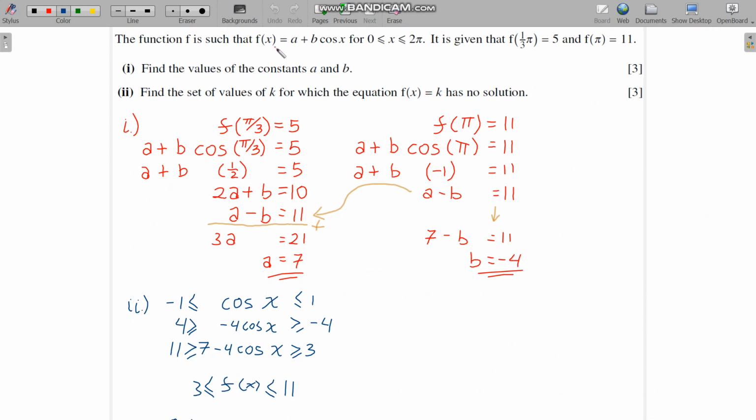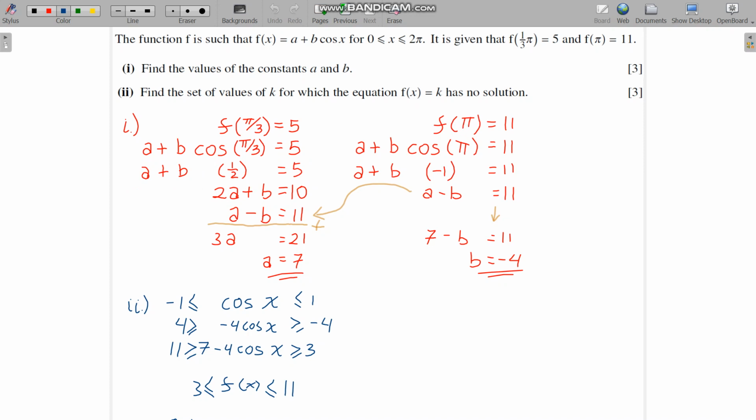The function is such that f of x equals a plus b cos x, f of pi over 3 equals 5, f of pi equals 11. So f of pi over 3 means we replace the x with pi over 3. Cos pi over 3 is cos 60 degrees, 1/2. So we multiply throughout by 2, we get 2a plus b equals 10.